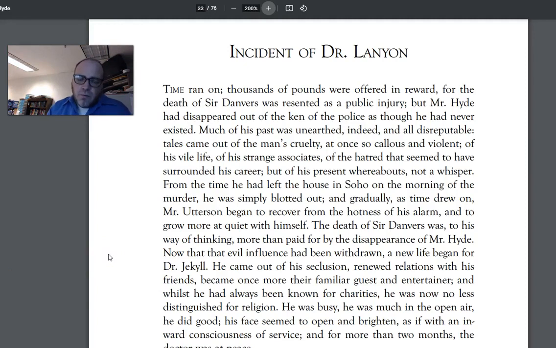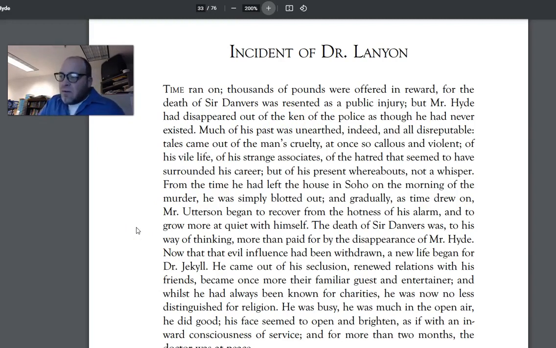Ken is an old word for knowledge. It's a Scottish word. If you watch some Scottish productions or anything set in Scotland, they'll say, I dinna ken what you're saying, which means I don't know, I don't understand. So it has passed out of the understanding of the police. This is actually the root word of the term kenning that we did back in Anglo-Saxon times. Anyway, had disappeared out of the ken of the police as though he had never existed.